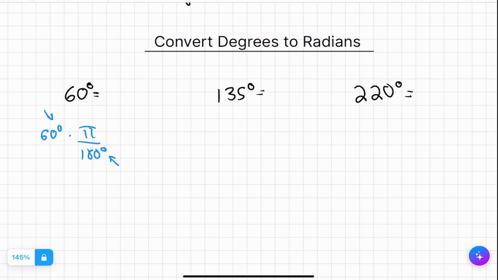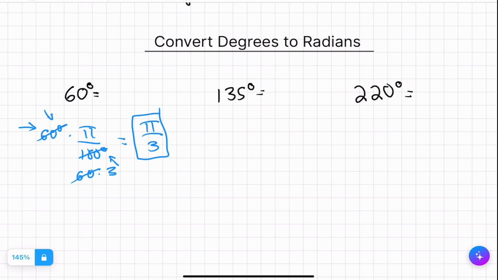We have 60 degrees in the numerator, so we want to have 60 in the denominator. It turns out we can break 180 into 60 times 3, and we can cancel these 60s. We're left with pi over 3. And that's our final answer.